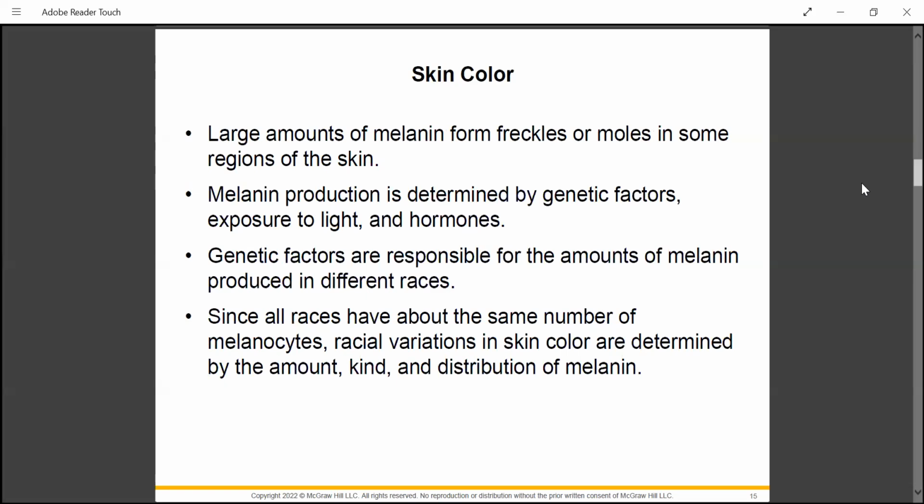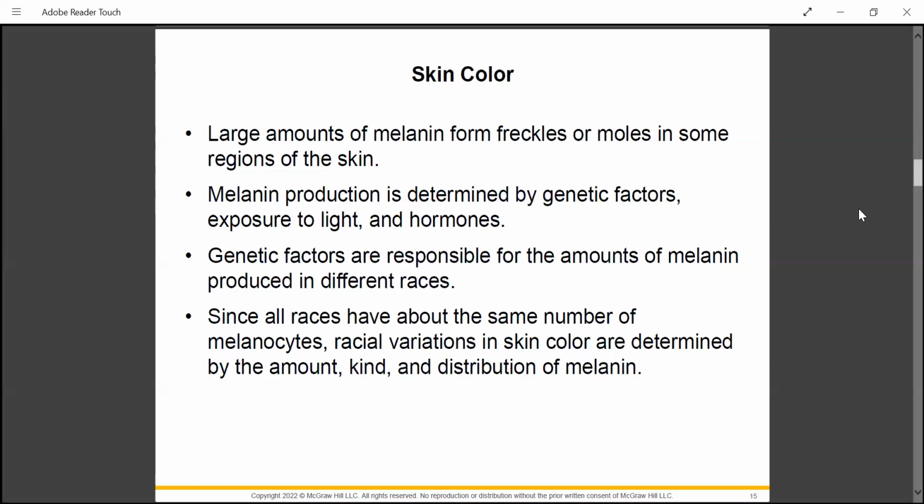And so melanin production is largely determined by genetic factors. That's the main driver of how much melanin you're going to produce. Of course, exposure to light. People that go out and tan are going to produce more melanin as well, because it's your body's response to that exposure to light. And then certain hormones can also affect melanin production. But as I said, genetic factors are going to be largely responsible for this.